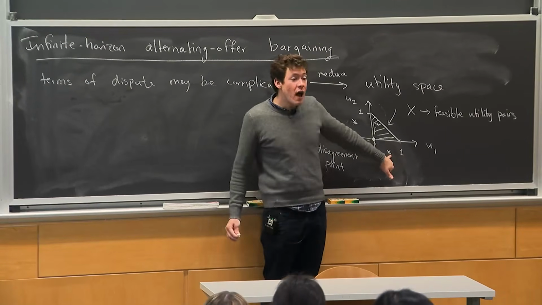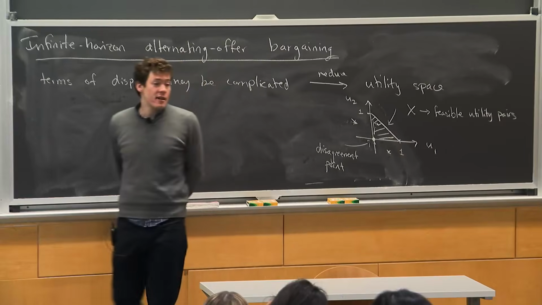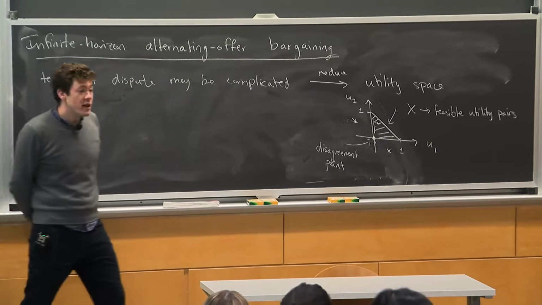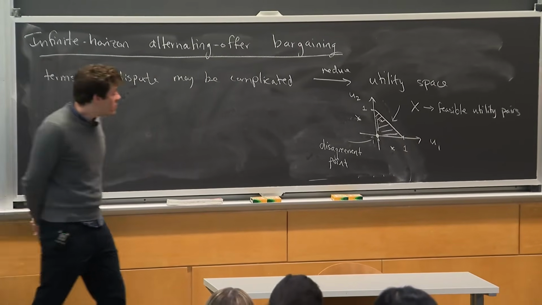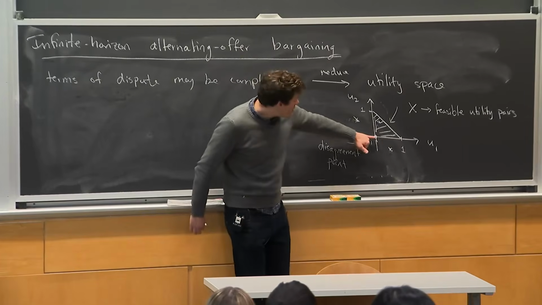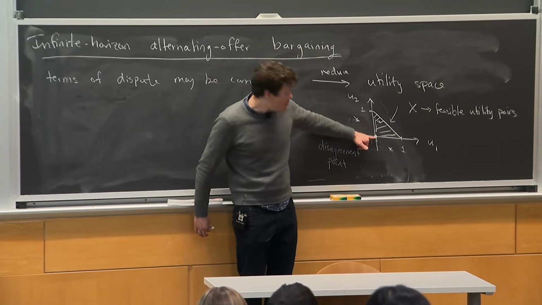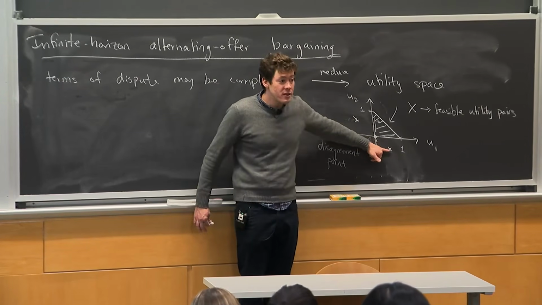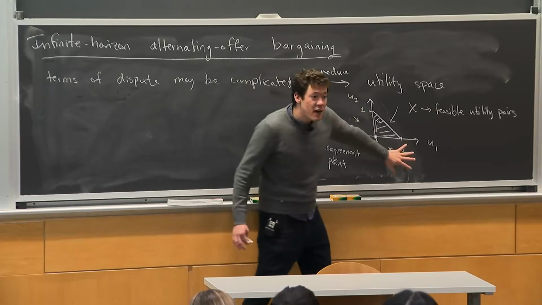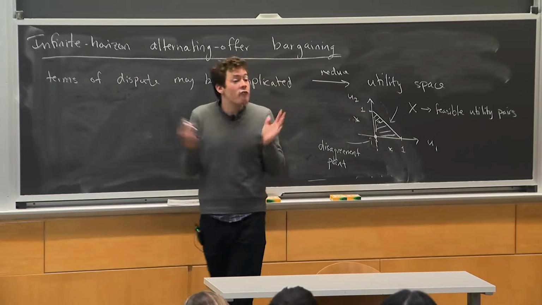OK, what about this point? Why could we never agree on a point like this? Who would veto that? Yeah? Player 2. Player 2 would veto that, because player 2 can get this much utility by walking away from the table, and down here they get a strictly lower utility. So maybe there's some feasible things down here, but we usually don't even include them because they're not relevant to the game.